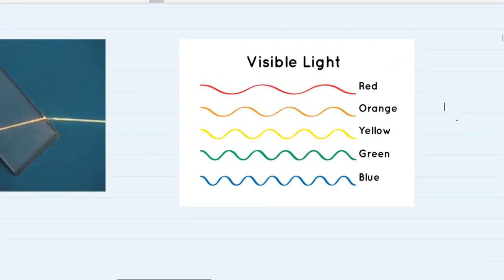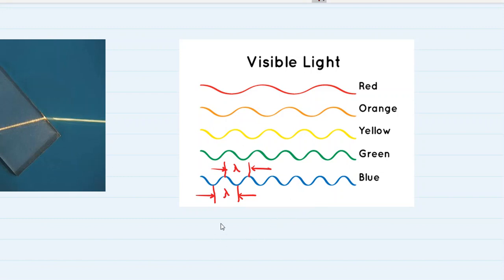Now I will tell you what wavelength is. You have already studied wavelength in class 9, but I will tell you all over again. Wavelength is the distance between two consecutive crests or two consecutive troughs. So this is wavelength, or this is wavelength. The wavelength symbol is lambda.